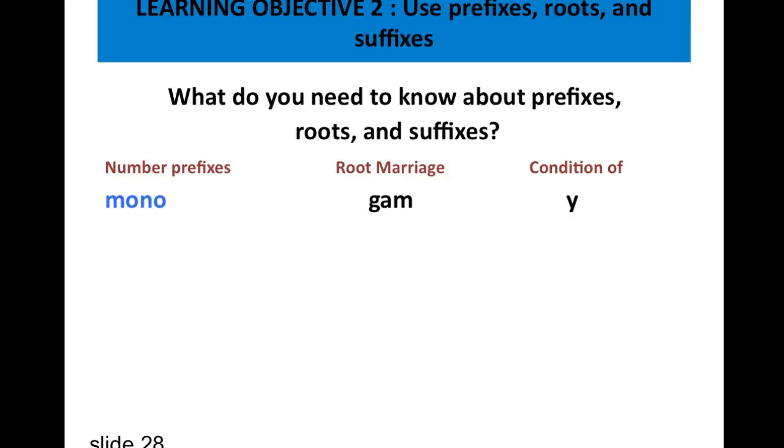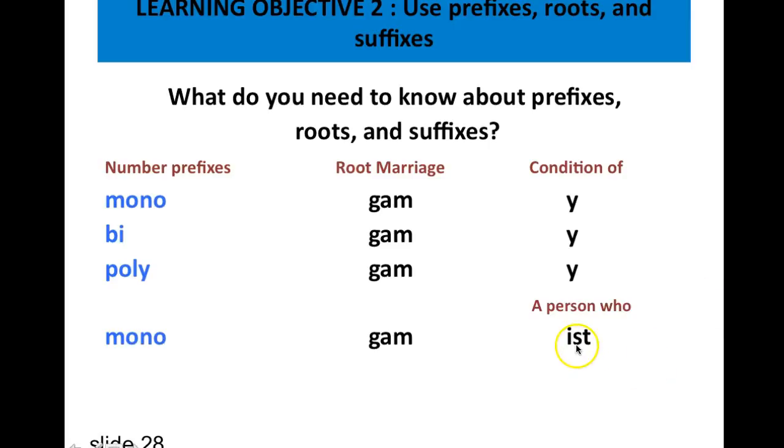So what do you need to know about prefixes, roots, and suffixes? Well, it's conceived of as a building block system. So for instance, if we talk about mono, which is a prefix that means one, and it's combined with the root word gam, which means marriage, and then finished off with y, which means the condition of, we have monogamy, which means the condition of being married to one person. If we change the prefix to bi, we've got bigamy, a person who's married to two people. Poly means a person is married to multiple people.